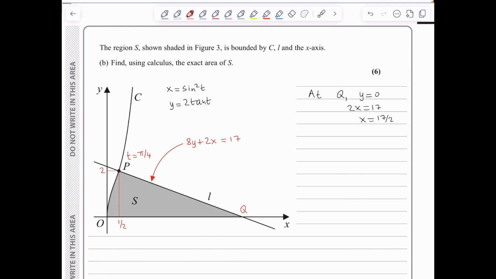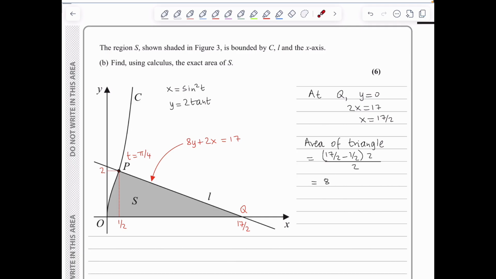So I'll go to my diagram. Point Q here has x coordinate of 17 over 2, and this allows me to proceed with the area of the triangle. We know that the base is simply going to be the 17 over 2 minus the half, times the height of 2, which is the y coordinate of point P, divided by 2. So base times height over 2, which gives an answer of 8.